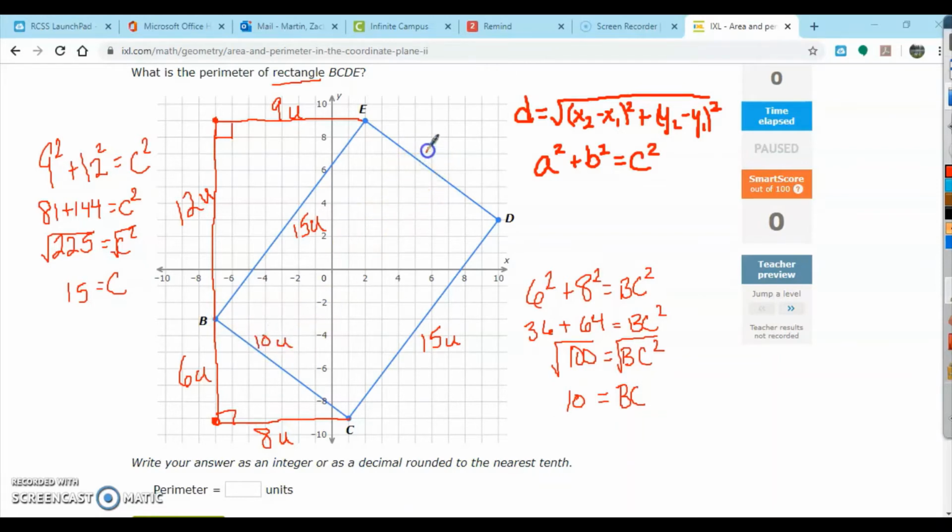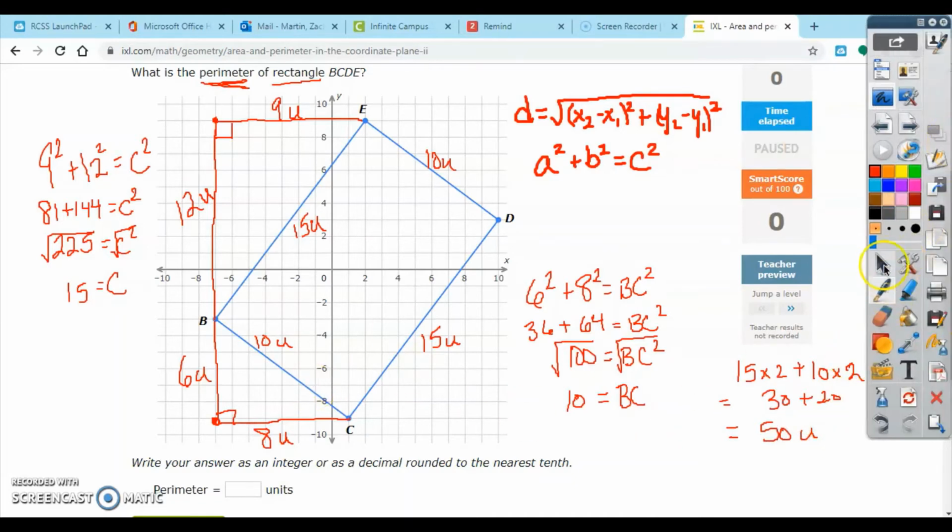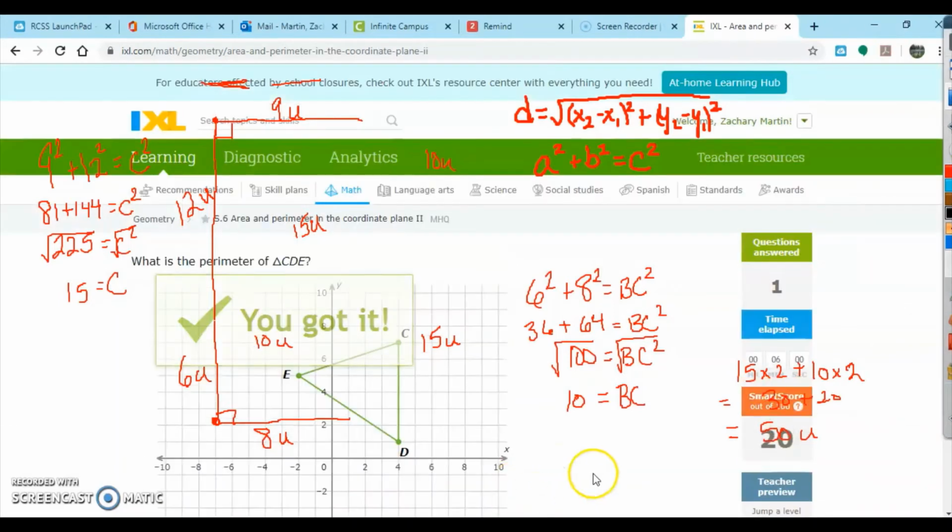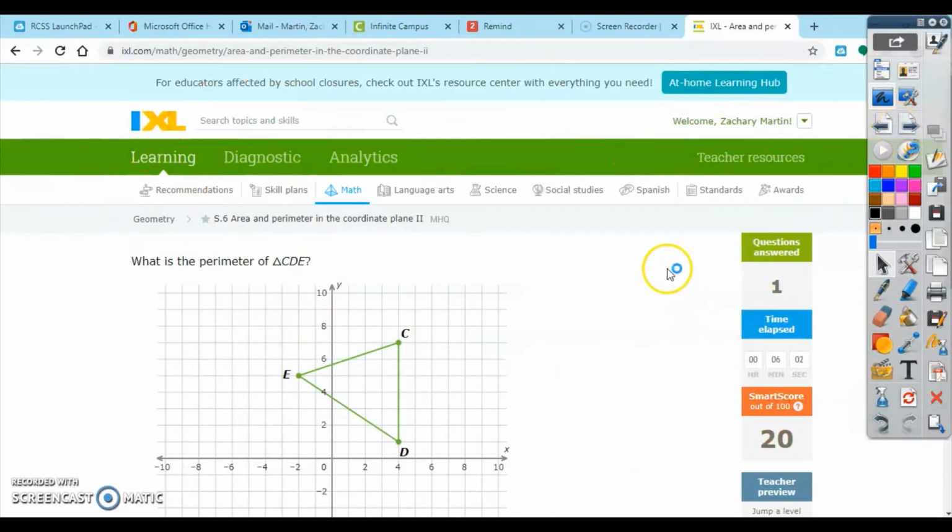10 units here. What's the perimeter? That's what we want right here, just reviewing what the question is. We want the perimeter. I'll write that over here. We want 15 times 2 plus 10 times 2. So that gives us 30 plus 20, 50 units. The perimeter of this rectangle is 50 units. Let's type that in. Hit enter. Got it. Fantastic. All right, let's get rid of those annotations.